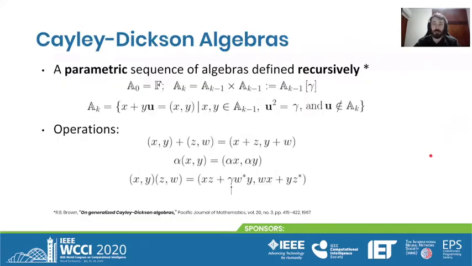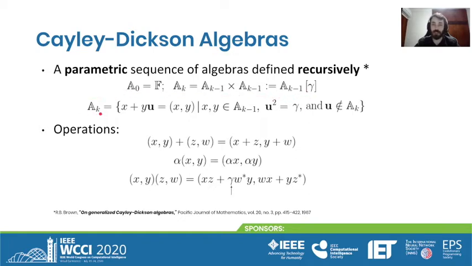The Cayley-Dickson algebras are a parametric sequence of algebras defined recursively. So we start off by taking A0 as the ground field or a field. We define the kth algebra over the product of two copies of the previous algebra, so A_{k-1}, which we denote by A_{k-1} with the parameter gamma explicit here.